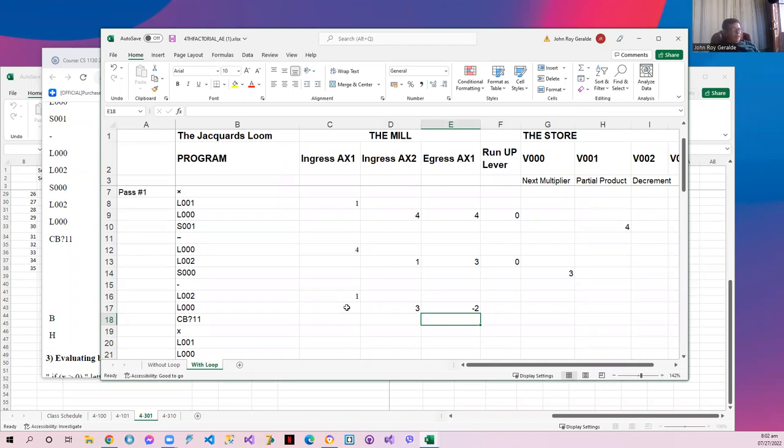Now, what will be the run-up lever? 1. Okay, so many people got it. It's very clear, it's a set. I'm sorry. A set will give it a value of 1. Okay.